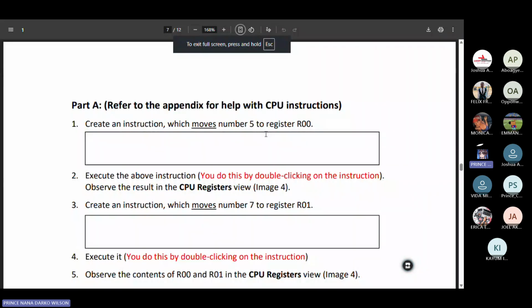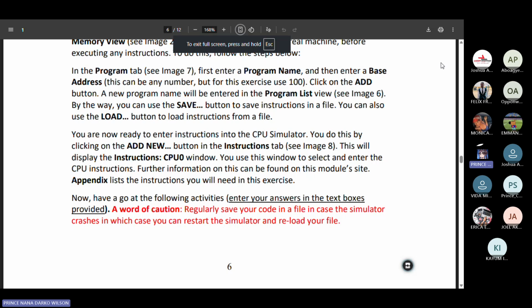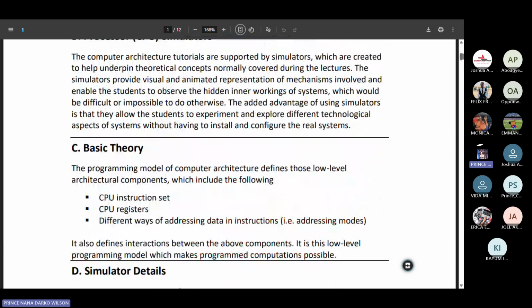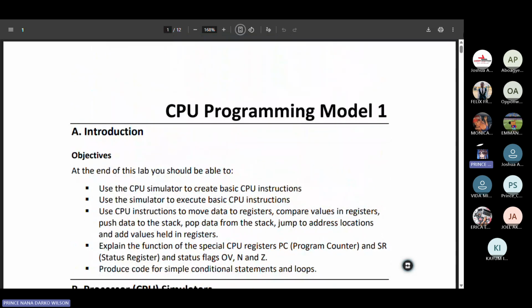So this is a small slide, and there are different parts of it. It's a model that shows you exactly how the CPU simulator works. So it's like a tutorial model.